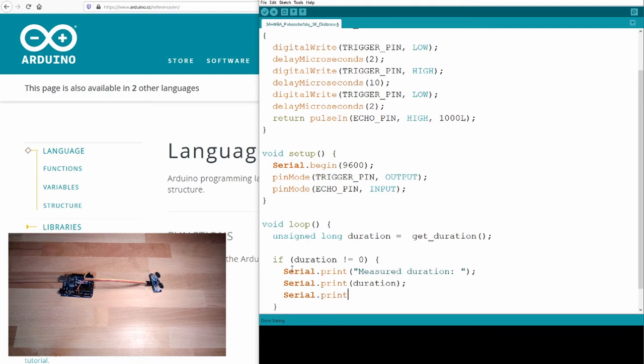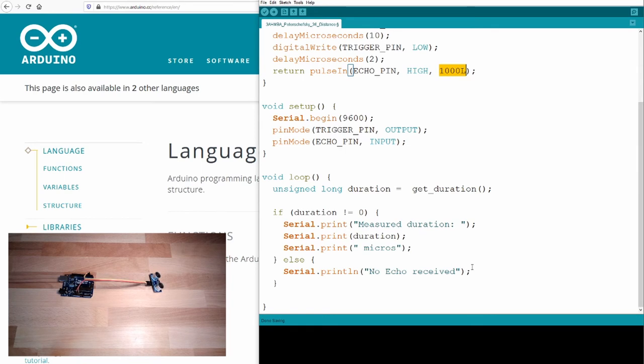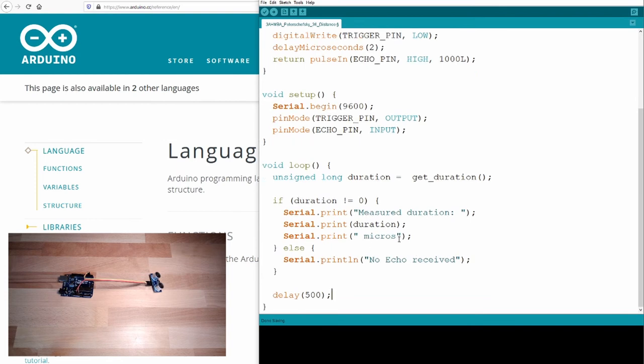microseconds. Okay. Else, we have not received any echo. No echo received. Up to 1000 microseconds, just as before I said milliseconds, right? Microseconds, of course. No echo received. And then we have to delay the next measurement. We will make it in half a second.